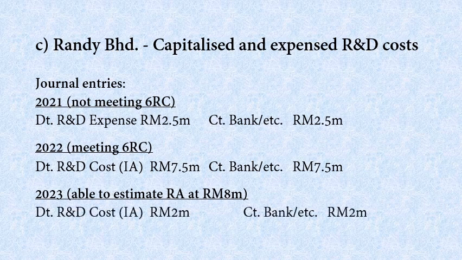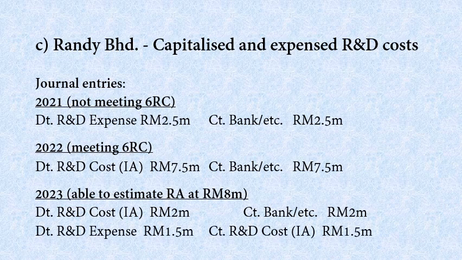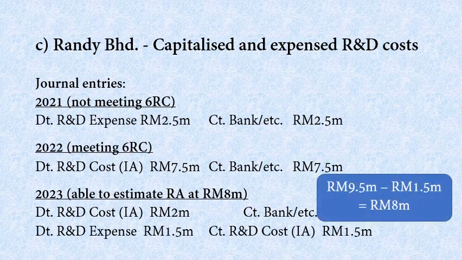In 2023, the firm incurred additional development costs of 2 million, so we debit again research and development cost account 2 million and credit bank or any other relevant account 2 million. In the same year, the firm could also estimate the recoverable amount of the project, which we have calculated to be 8 million. Thus, the excess of 1.5 million must be transferred from the research and development cost account to the research and development expense account. So from there, we now have a balance of 8 million in the research and development cost account as an intangible asset.